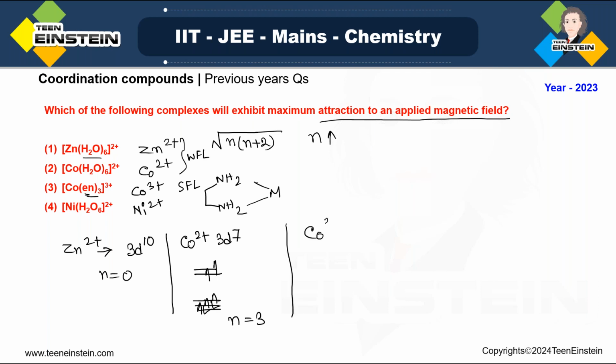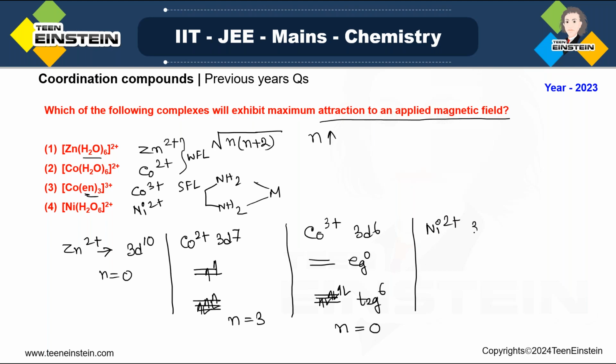Come to the third one. Here it is Co3+, but remember it is a strong field ligand, and 3d6. As it is a strong field ligand, you have to do pairing. So it is t2g6 eg0, not like the previous one. Here the number of unpaired electrons is 0. And what about the last one? Ni2+ is 3d8. Here it is weak field, so the number of unpaired electrons will be only 2. It is t2g6 eg2. But whatever the configuration is, even if you don't write it, that doesn't matter. You just have to place all the electrons so that you can understand the number of unpaired electrons.